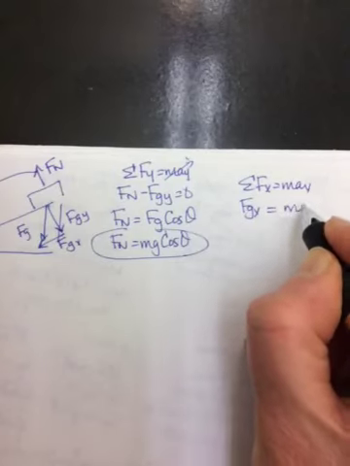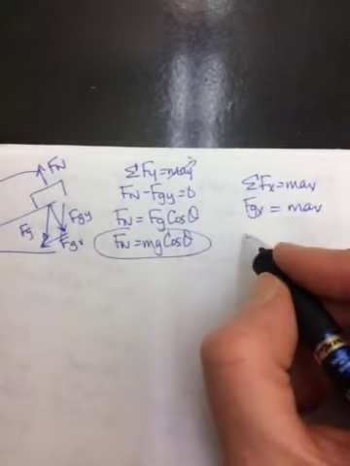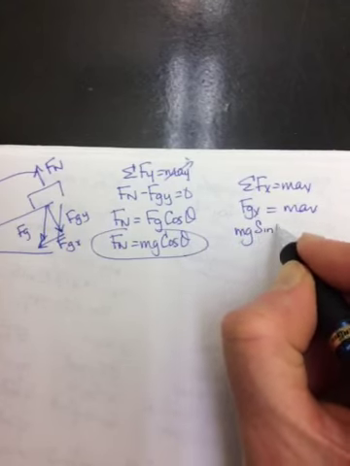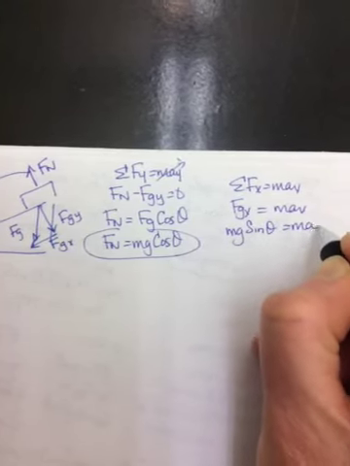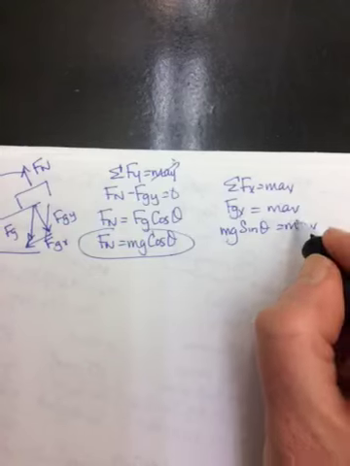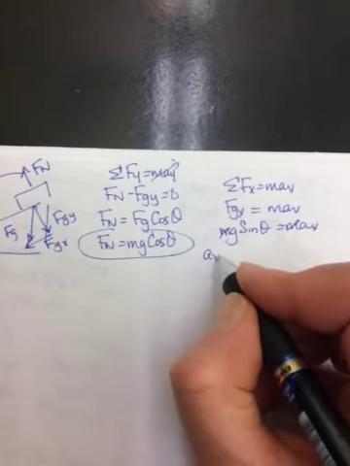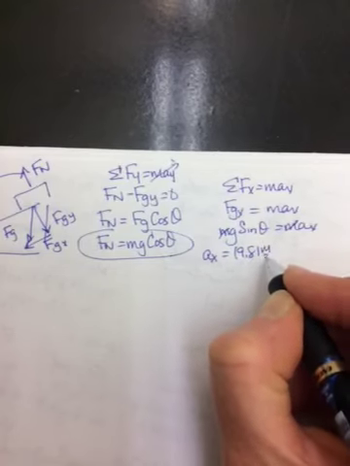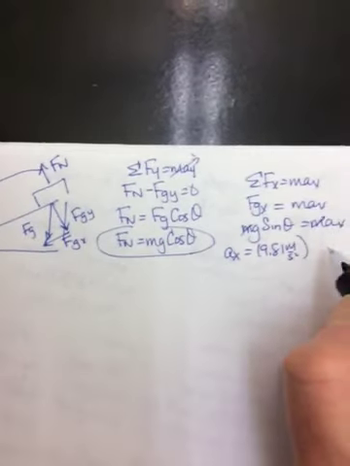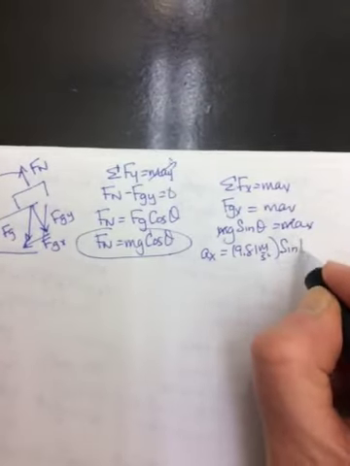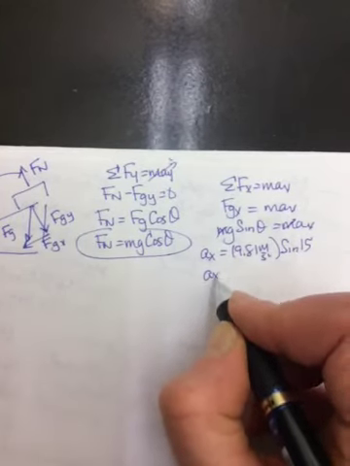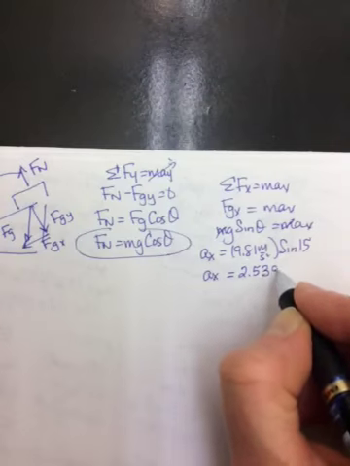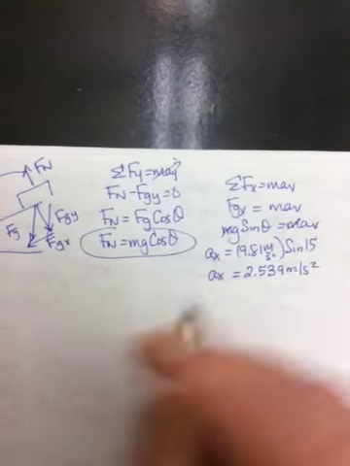And it's equal to max. Fgx is the opposite side, so it's going to be mg sine theta is equal to max. The m's will cancel, so ax equals g, 9.81 meters per second squared, times the sine of 15. Punch this in your calculator, and you should get 2.539 meters per second squared.